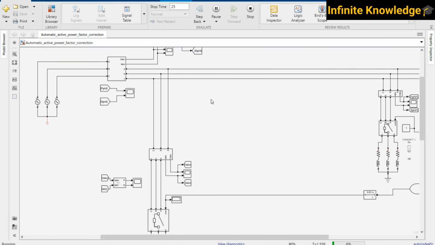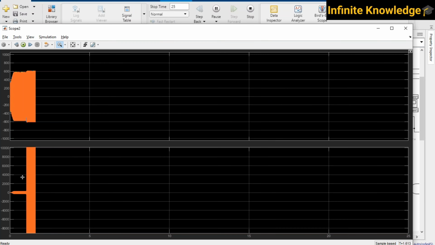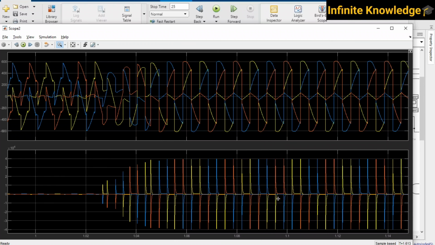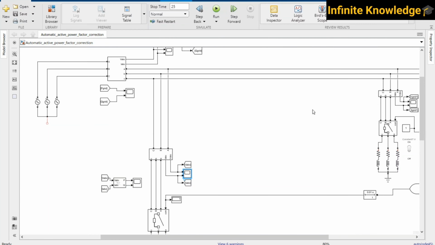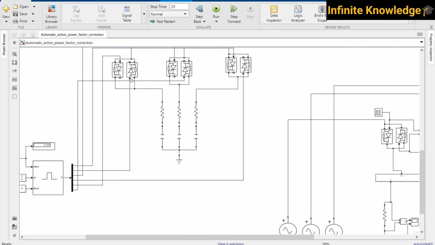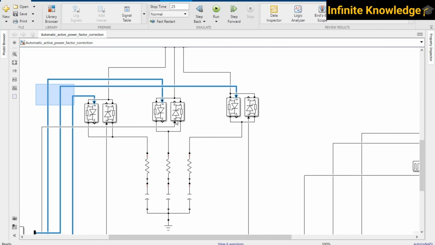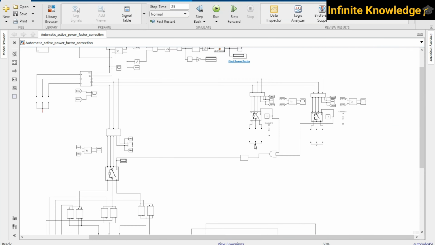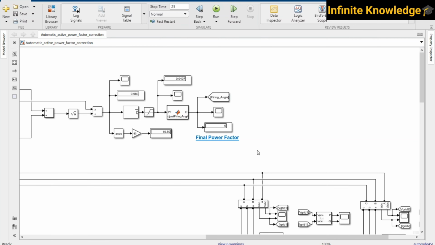If you want to check how the waveforms are affected, initially the angle was 100 degrees, that's why you are getting 0, but as it is reduced to 3 degrees, your capacitor comes into the picture and feeds a sufficient amount of reactive power to your load to maintain the power factor. This is how the firing angle works, and this is how a thyristor-based system works to maintain your power factor in real time.